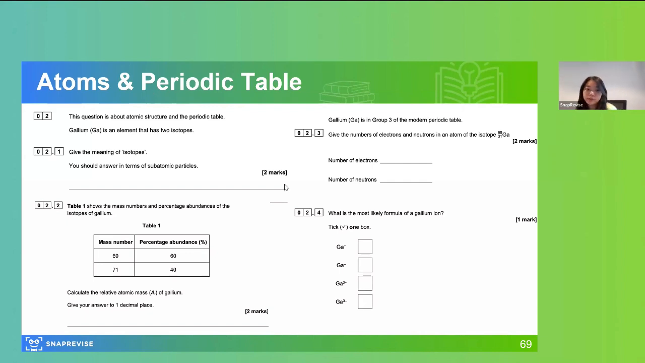Okay, let's have a look at this question. First thing, it's asking you to define the meaning of isotopes. That one should just be the same number of protons, different number of neutrons. It's a straightforward 2 marks. You're just defining the term.